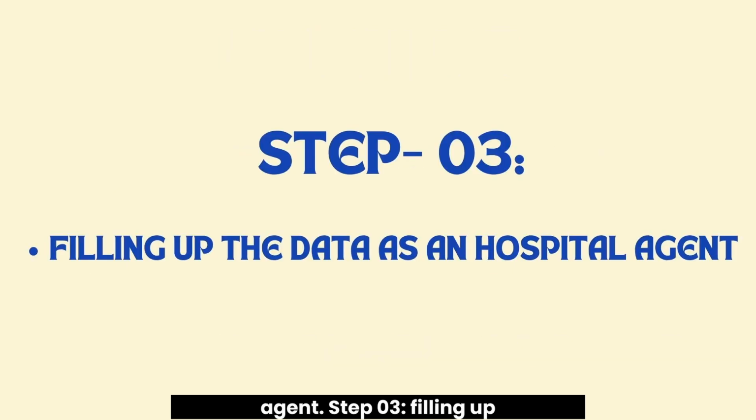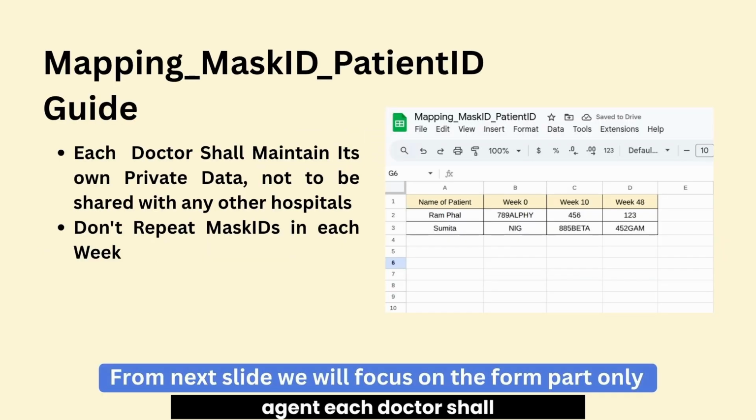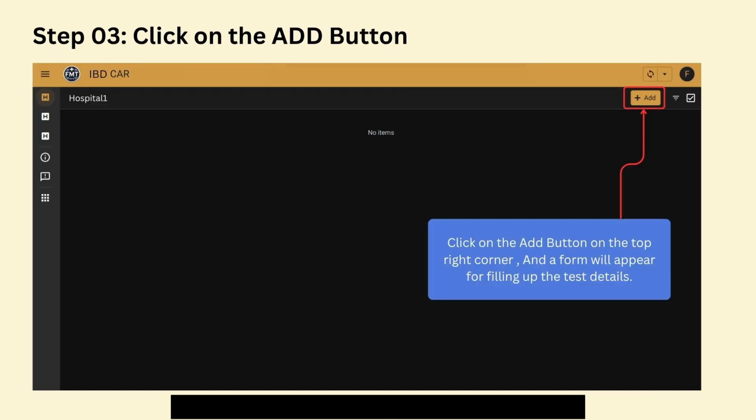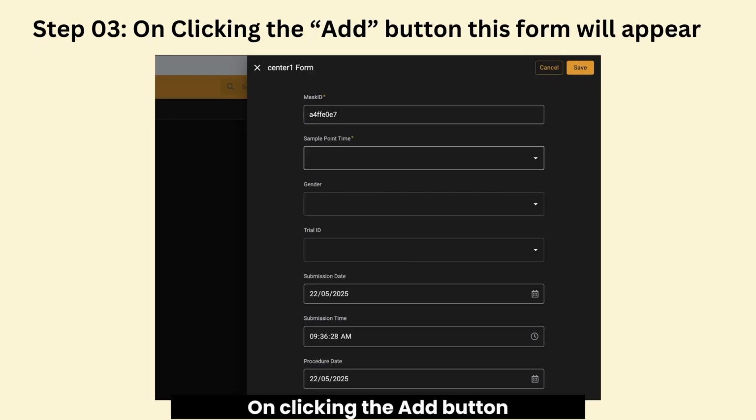Step 03. Filling up the data as a hospital agent. Each doctor shall maintain their own private data, not to be shared with any other hospitals. Don't repeat mask IDs in each week. From the next slide, we will focus on the form part only. Click on the Add button on the top right corner, and a form will appear for filling up the test details. On clicking the Add button, this form will appear.